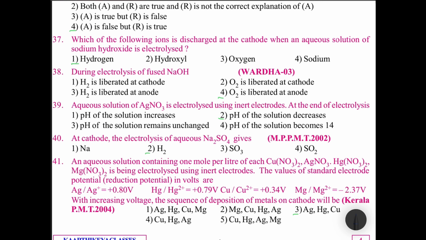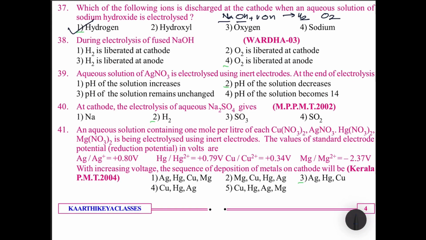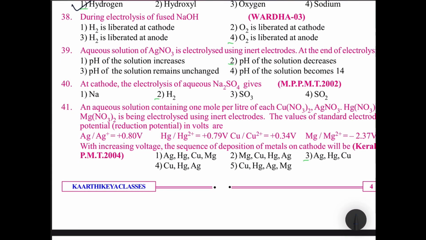Which of the following ions is discharged at the cathode when an aqueous solution of sodium hydroxide is electrolyzed? Aqueous solution of sodium hydroxide, NaOH plus water. So at cathode you will be getting hydrogen gas, at anode you will be getting oxygen gas. During electrolysis of fused NaOH, Na plus ions will be converted to sodium, no doubt in that one. And OH minus will be giving you oxygen at anode.